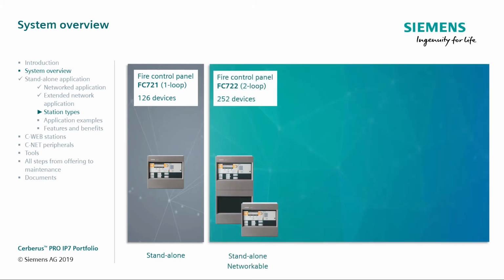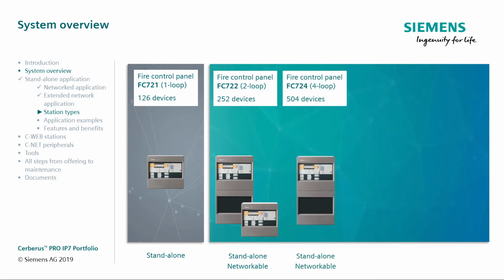The FC722 Fire Control Panel is a 2-loop panel that supports up to 252 devices. It is available in 2 different housing types. The FC722 is designed for both standalone and networked applications. Next, the FC724 Fire Control Panel is a 4-loop panel that supports up to 504 devices.